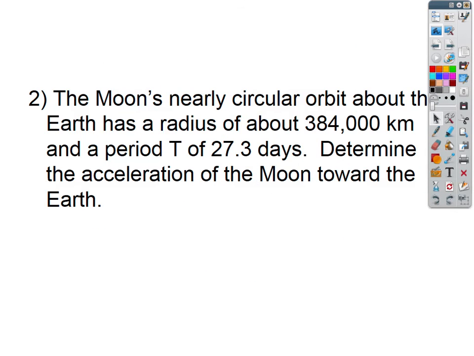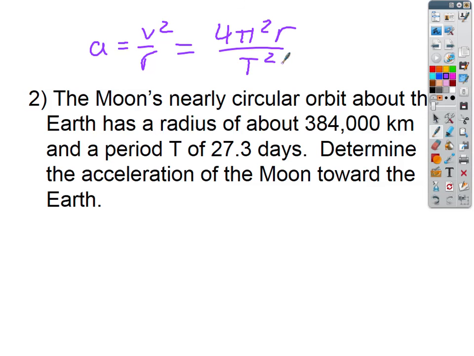Let's try another one. The moon's nearly circular orbit about the Earth has a radius of about 384,000 kilometers and a period T of 27.3 days. Determine the acceleration of the moon toward the Earth. All right, so this one, same idea. We're solving for acceleration, which is v squared over r. You could use the formula 4 pi squared r over t squared if you really want. It's all your choice. In my opinion, I'm just going to usually solve for 2 pi r over t and then plug it in. So I'm going to solve for the velocity first.